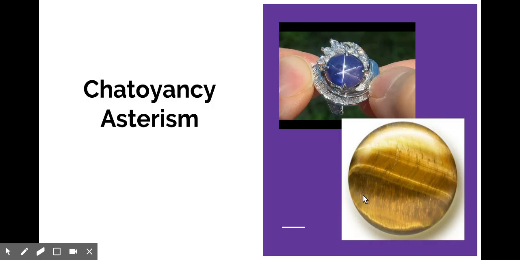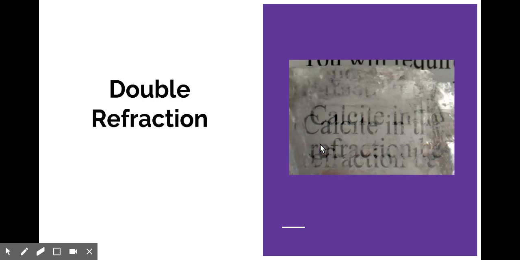Chatoyancy and asterism. So the chatoyancy is the sample of tiger eye down here, and the asterism is this sample where you can kind of see the starburst coming out of the middle. These are special properties also that you can see in these particular minerals. Double refraction. So one of the samples that I showed you at the beginning that was colorless and looked like another sample was calcite. And so one of the key ways I can figure out which one is calcite is by setting it on some type of print. And you'll see the word calcite, for example, here is doubled. That's a natural property called double refraction that we see present in samples of calcite.